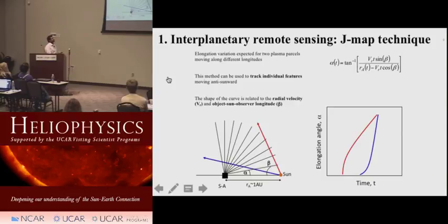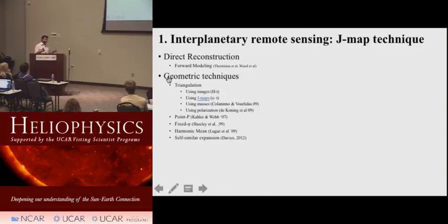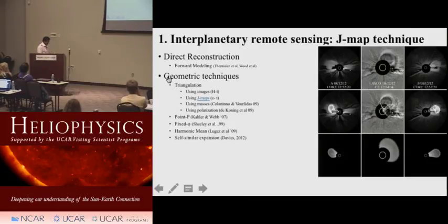The shapes of these tracks can then be used with the mathematics to pull out this beta angle, its propagation direction, and its velocity. So ultimately, a JMAP technique is used by people to make an estimate of where the CME is going and how fast. Then there's a lot of different models on them. We don't need to go through all of them here.